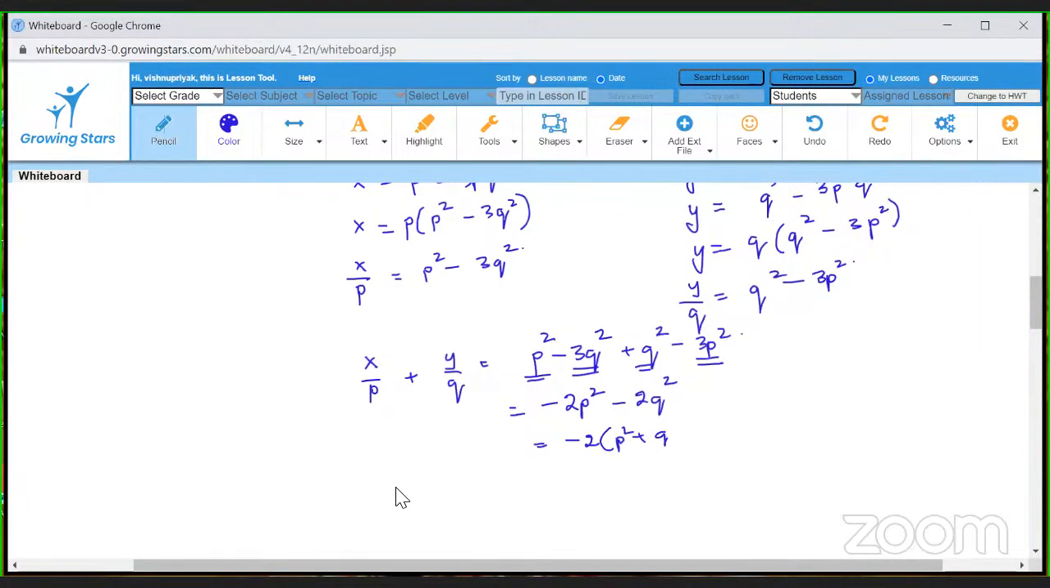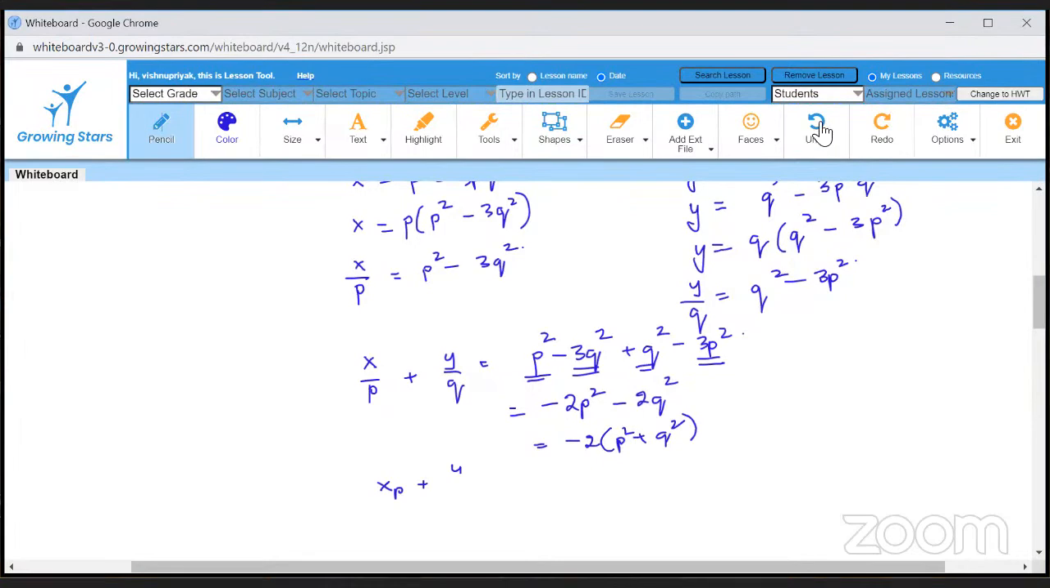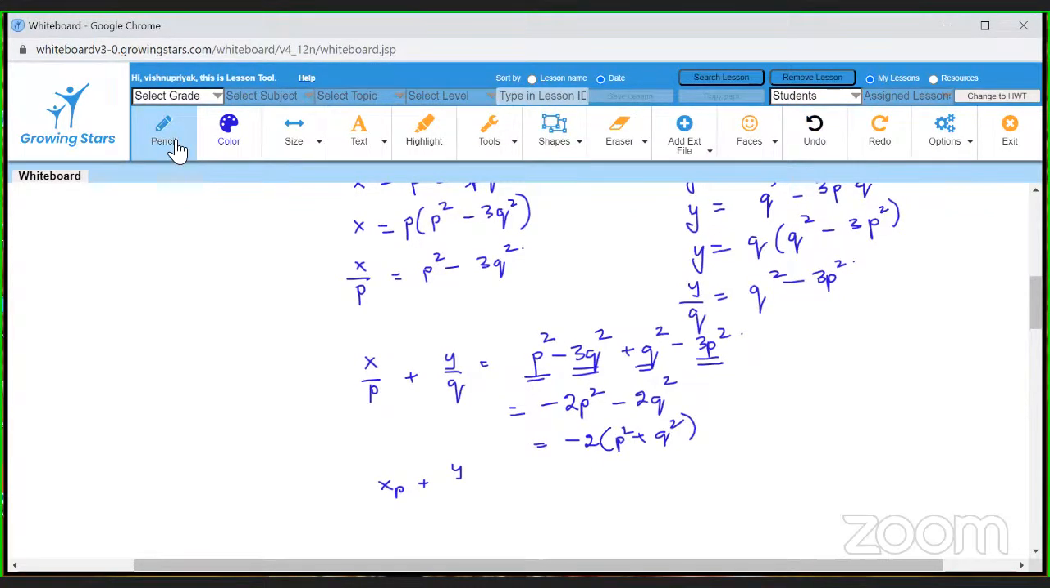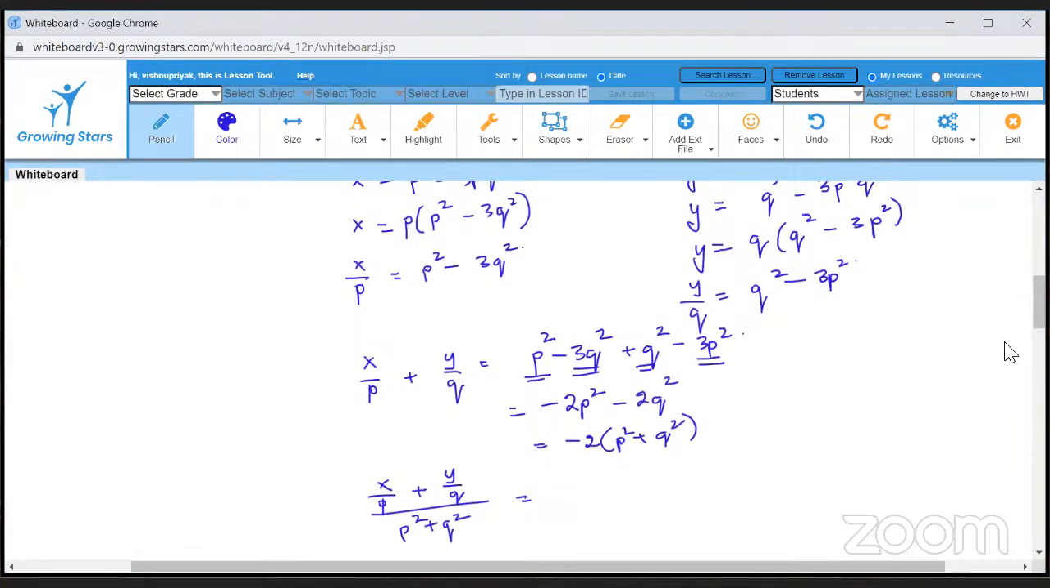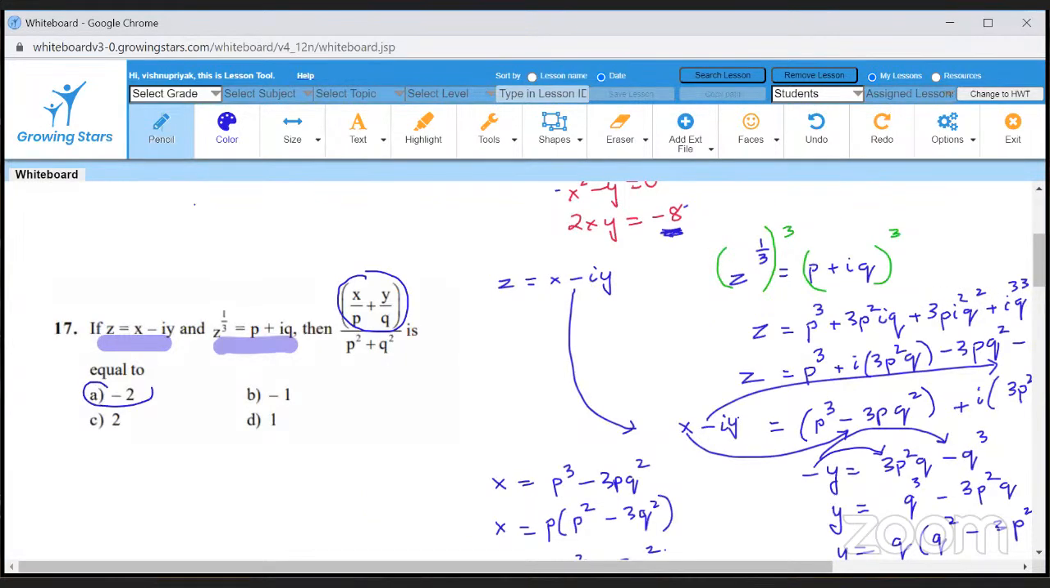So x by p plus y by q over p square plus q square, which is asked in the question, will be minus 2. The one which they have asked here is minus 2. Option A.